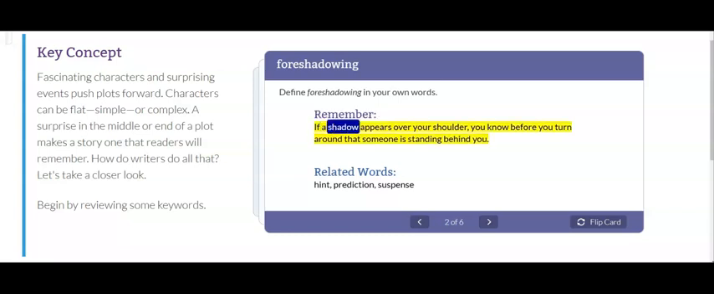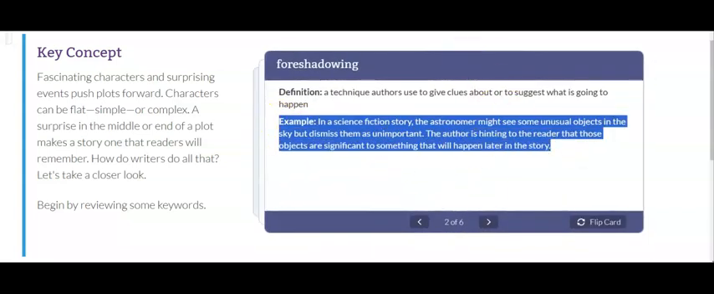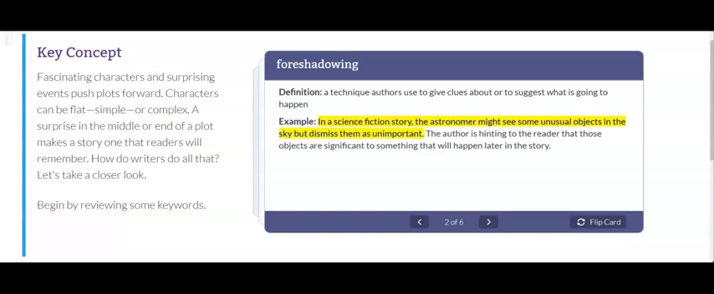Remember, if a shadow appears over your shoulder, you know before you turn around that someone is standing behind you. Example. In a science fiction story, the astronomer might see some unusual objects in the sky but dismiss them as unimportant. The author is hinting to the reader that those objects are significant to something that will happen later in the story.